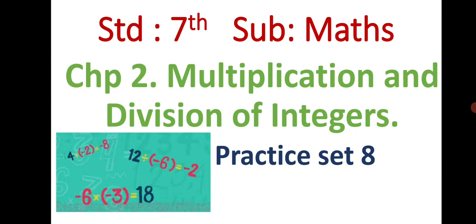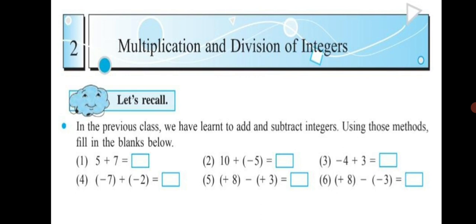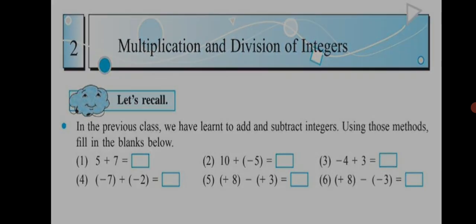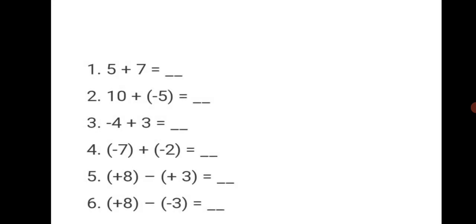So you have also learned in the previous class to add and subtract integers. Using those methods, fill in the blanks below. This activity is in your textbook on page number 11. You can solve it there. So let's have a look at the questions. First one, 5 plus 7, you know the answer is 12. So first answer is 12.